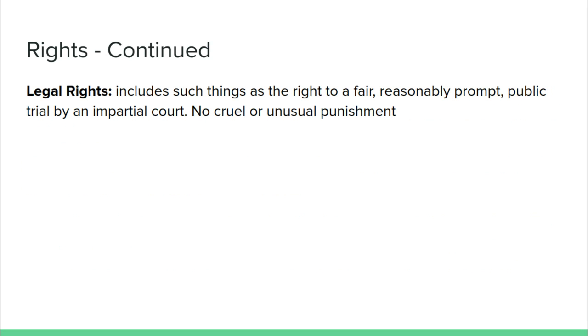Legal rights, you have the right to a fair, reasonably prompt trial that is public by an impartial court. By reasonably prompt, we have something called the Jordan decision, which is 18 months. So you have to be brought to trial within 18 months of being charged. And again, no cruel and unusual punishment is also covered by this section of the Charter.